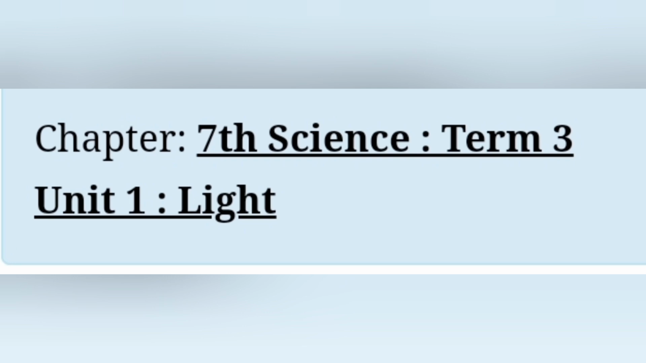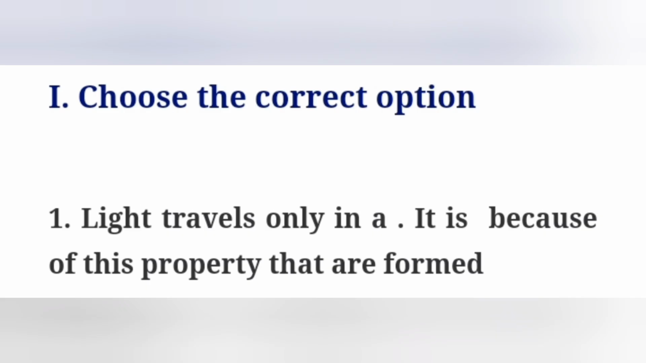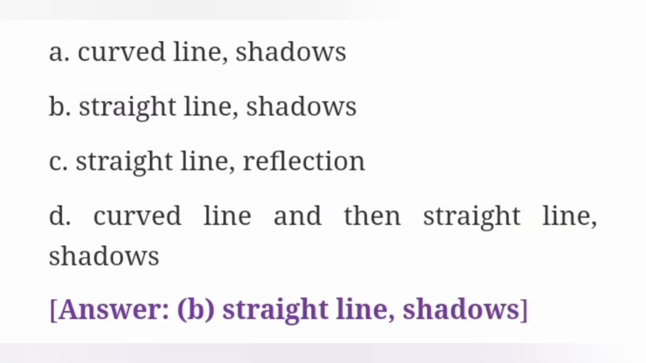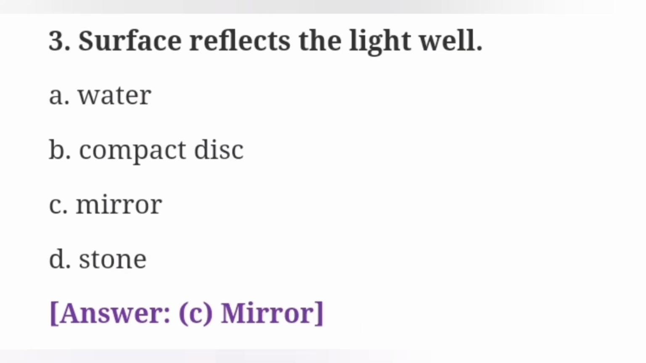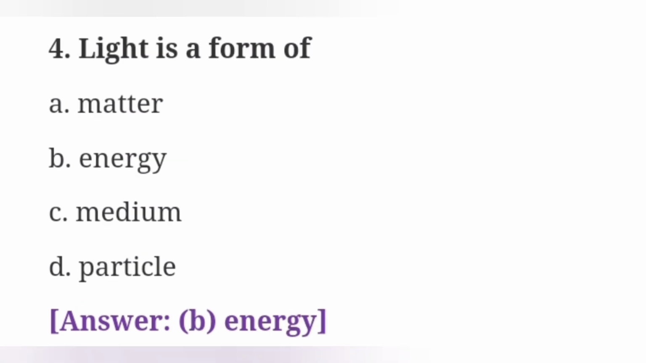Let's get into the lesson. First Roman letter, choose the correct option. First one, light travels only in a straight line. It is because of this property that shadows are formed. Option B answer, straight line, shadows. Second one, light that hits a mirror gets reflected, option B. Third one, which surface reflects the light well, answer option C, mirror. Fourth one, light is a form of energy, option B.